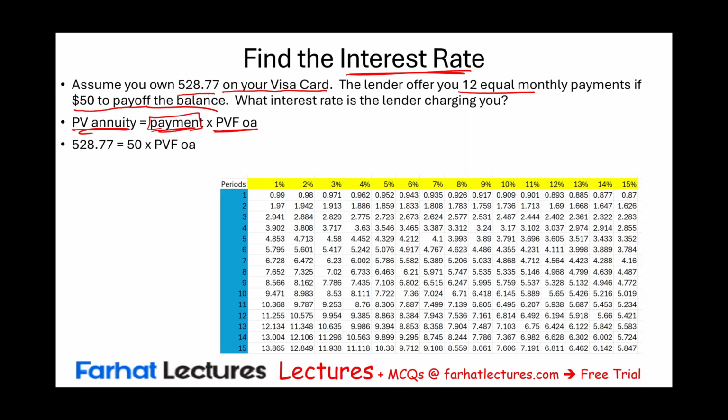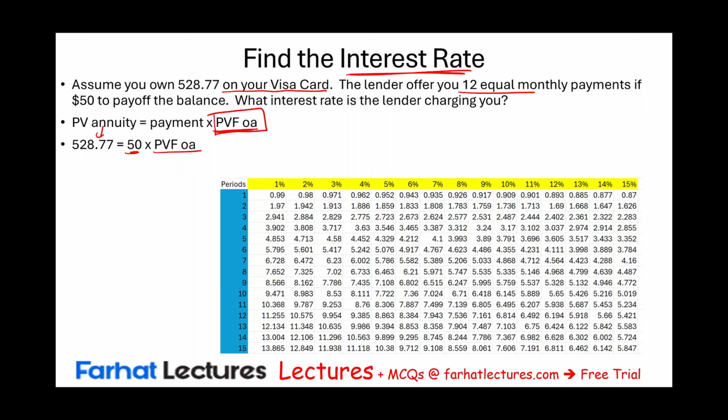But they did not tell you what interest rate they're charging you. Can we find out the interest rate? Yes. If we know the present value of the annuity, it's $528.77. The present value of the annuity is equal to the payment times some factor. We know the payment. All we need is to find the present value factor, the ordinary annuity factor.